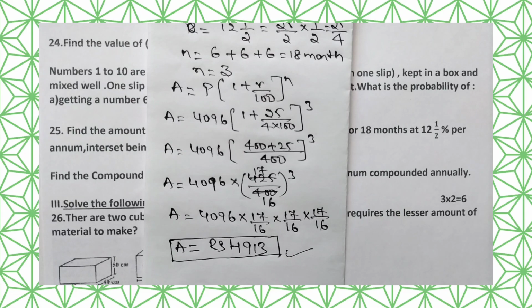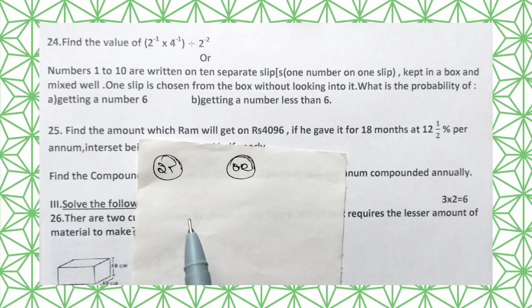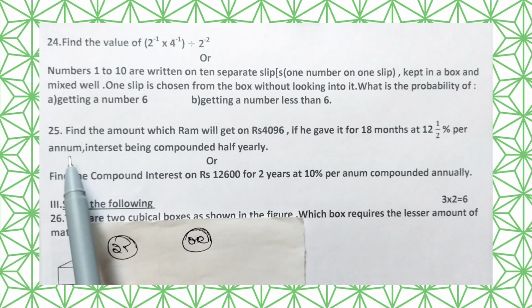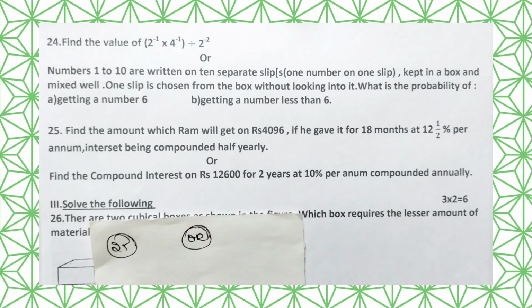4913 rupees. So there is another internal choice question in this. Which one is that? Find the compound interest on rupees 12,600 for 2 years at 10% per annum compounded annually. So now let us answer this question. So now let us answer the internal choice question of 25th. Let us find the compound interest.